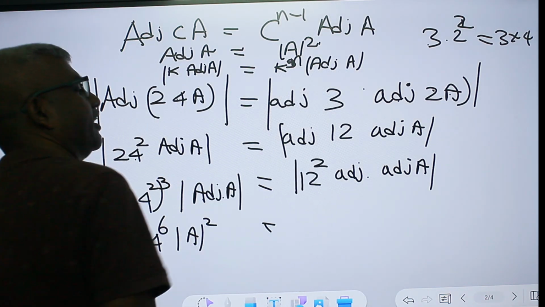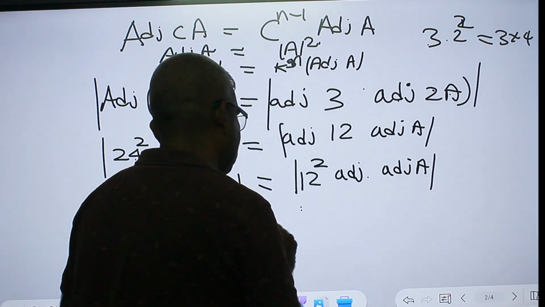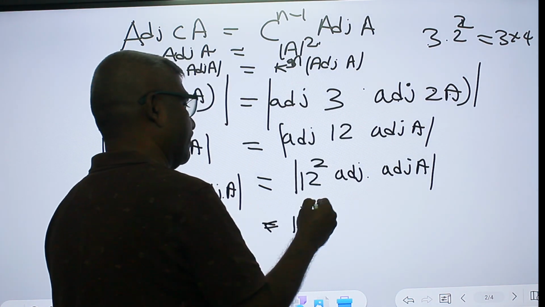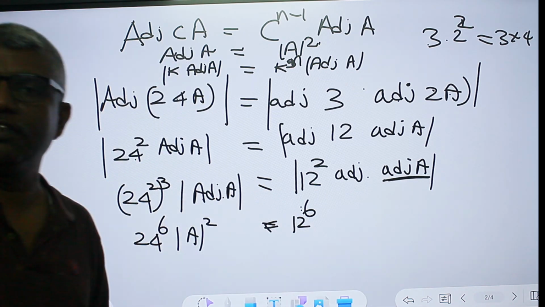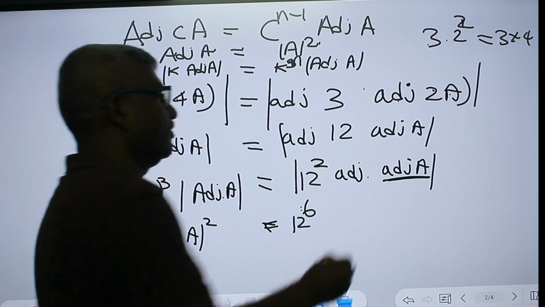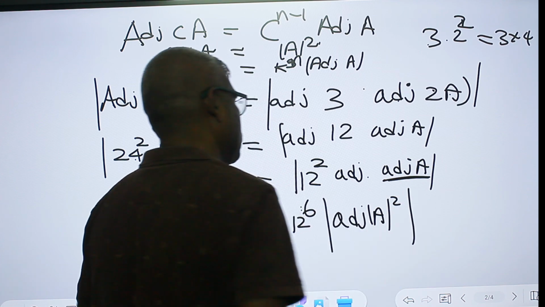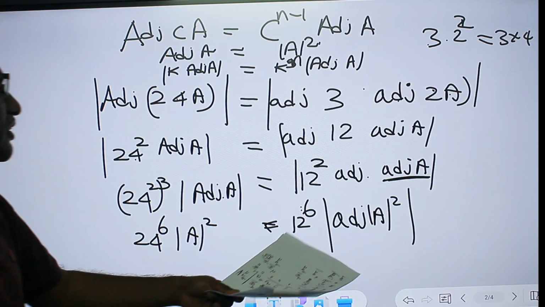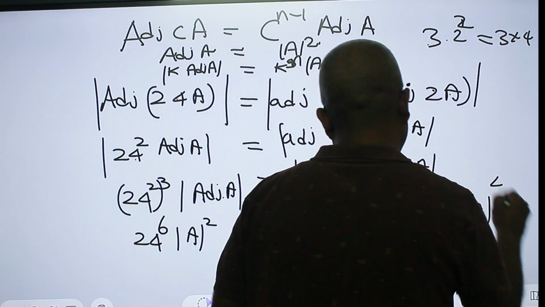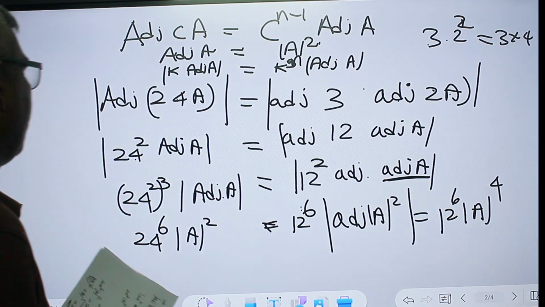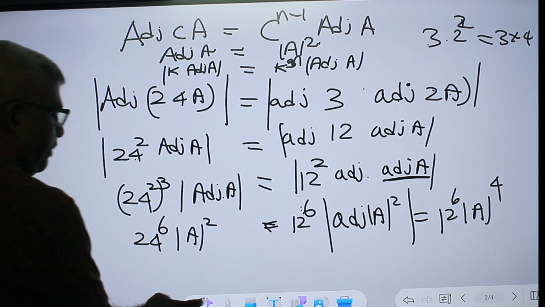This 12 square is still in the determinant. When you take it out from the determinant, it will be cubed. 12 squared power 3 is 12 power 6. This adjoint A will become A squared. Then adjoint A squared will become 12 power 6 A power 4. So 24 power 6 is equal to 12 power 6 A power 4. Copy down until now.